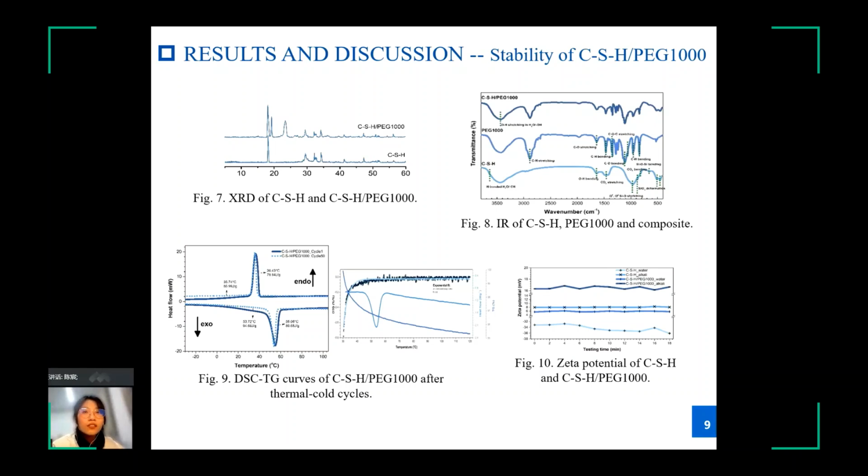As a complement, there are no significant fluctuations in the zeta potential data under the conditions of different solutions. Therefore, the combination stability and chemical stability of the support CSH and the newly prepared composite are verified. This strong evidence suggests that CSH-PG1000 composite is chemically, thermally, and structurally stable during the storage and release of latent heat.